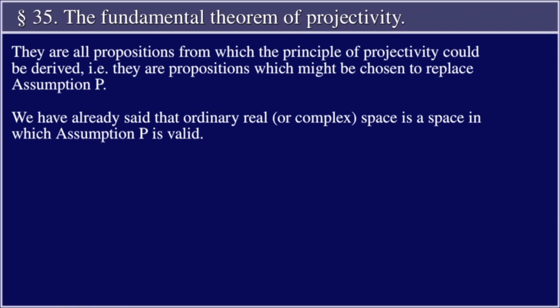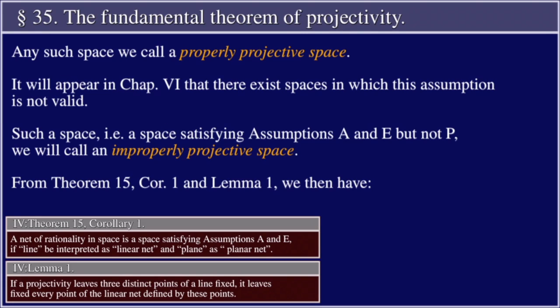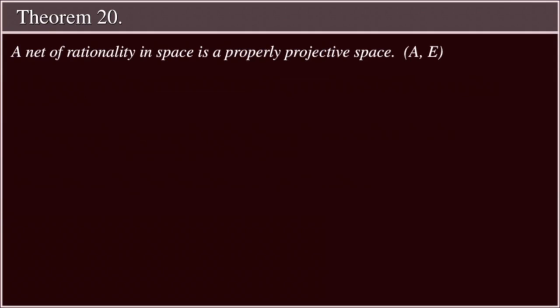We have already said that ordinary real or complex space is a space in which assumption P is valid. Any such space we call a properly projective space. It will appear in Chapter 6 that there exist spaces in which this assumption is not valid. Such a space, i.e., a space satisfying assumptions A and E but not P, we will call an improperly projective space. From Theorem 15, Corollary 1, and Lemma 1, we then have Theorem 20.